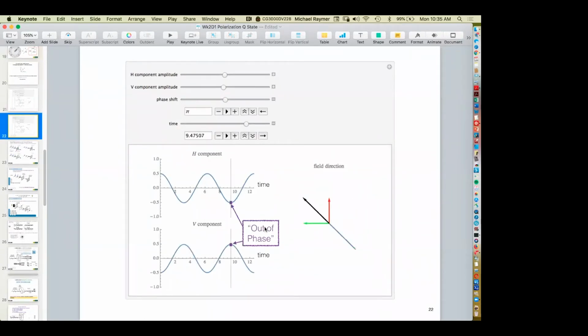Now notice that in order for these pictures to be stable, reproducing, the phase relationship has to be stable. We call that coherence or coherent, which means that the oscillations are synchronized. So we'll get back to the word coherent and coherence later.